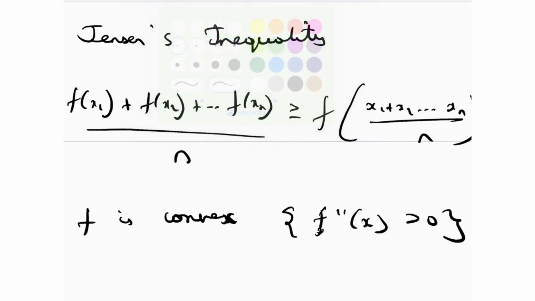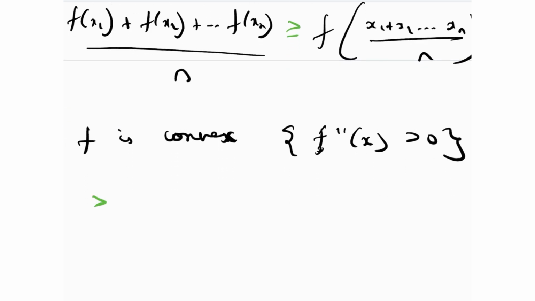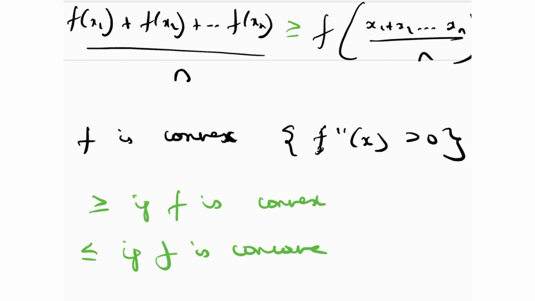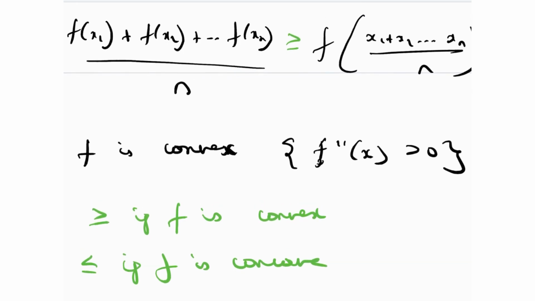Now, obviously, there are two kinds of functions. Either the function is convex or it is concave. What if it is concave? Well, if it's concave, the sign of the inequality flips. So effectively you have less than or equal to for concave and greater than or equal to for convex, right? So greater than or equal to if f is convex, and less than or equal to if f is concave.